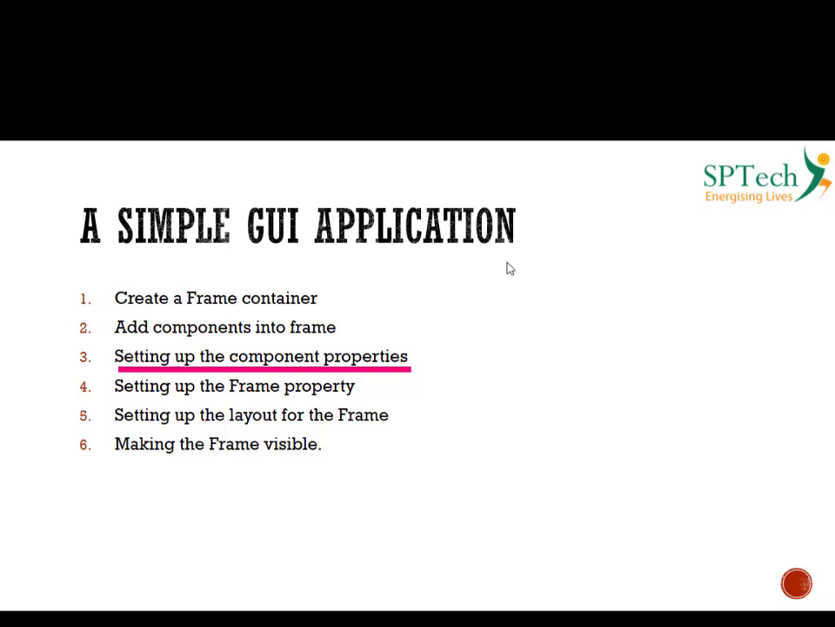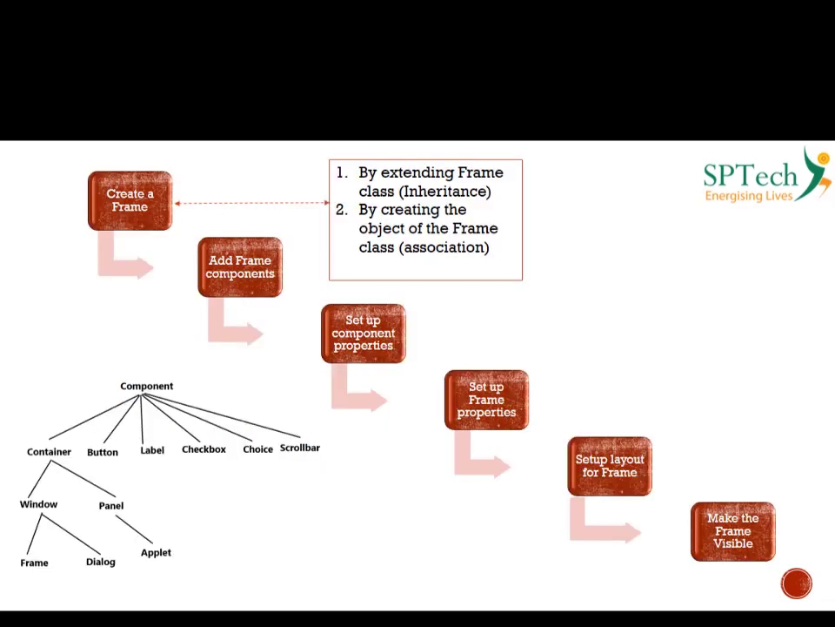Then you have to also set up the property of the frame in terms of the width and height of that particular frame, and you have to set up the layout of the frame, and finally you have to make the frame visible. So these are the 6 steps which are involved in creating a simple GUI application using AWT.